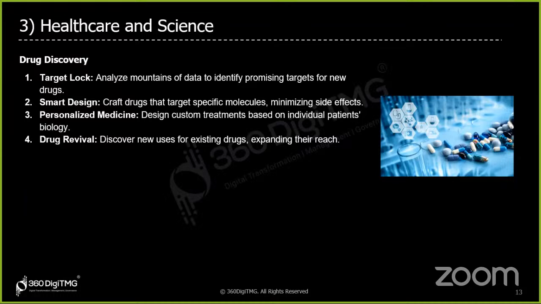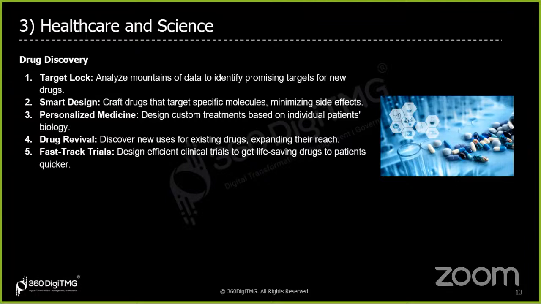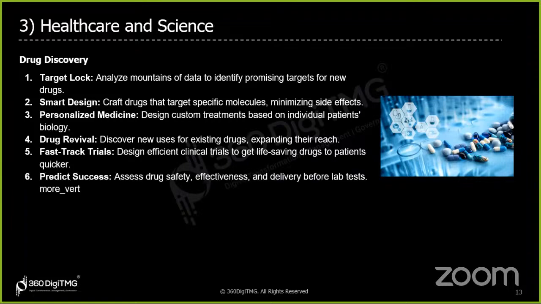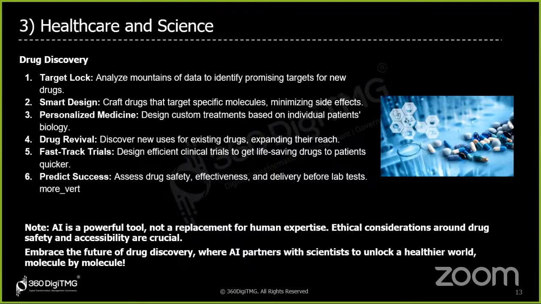So what they do is they take historical data of the patient, the parents' history, what kind of genes they have. We can do all that kind of analysis, feed that data into Gen AI. It will do that analysis at the back end even better than we can do it, and suggest personalized treatment plans, which is ultimately going to enrich the experience of a patient, and he can walk out pretty happy and satisfied, right? So drug revival, discovering new uses for existing drugs, expanding their reach, okay, designing efficient clinical trials in order to get life-saving drugs to patients more quickly, and assessing drug safety, effectiveness of the drug, delivery before lab tests, etc. So converting more people, right?